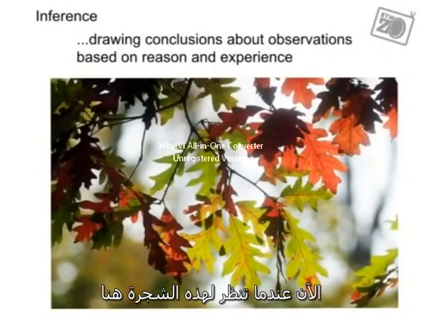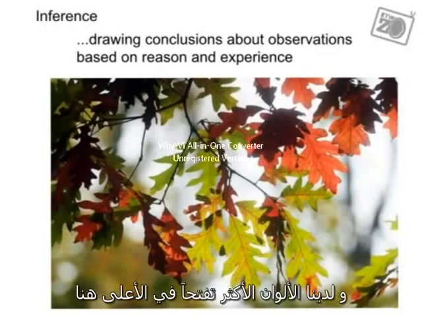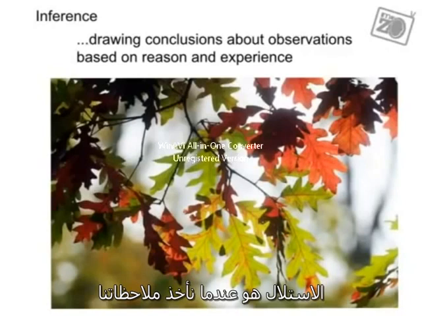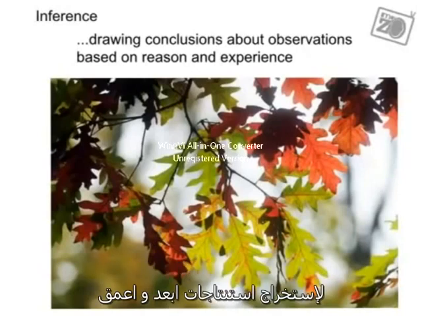Now, when you look at this tree here, one of the things we notice is we've got several different colors. We get the green, and we have that starting to turn yellow, and then we have these brighter colors up here. And so we can draw some inferences. Now, an inference is when we take our observations and we use what we already know and past experience or reasoning, things that make sense, to draw further conclusions.